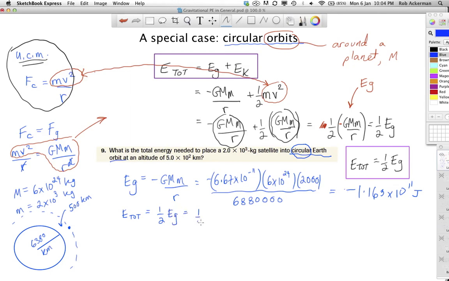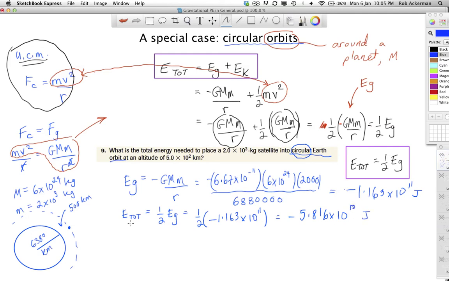We don't have to calculate too much here. We just have to sub in this number. We already know EG, negative 1.163 times 10 to the 11 joules, and that's going to give us a number. I'll just take this on my calculator, divide by 2, and what do I get? Check that you got the following number. Still negative. Whoops, I forgot the negative in there. So negative 5.816 times 10 to the 10 joules.